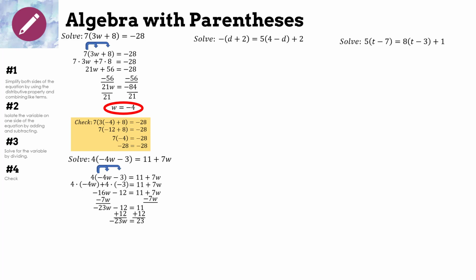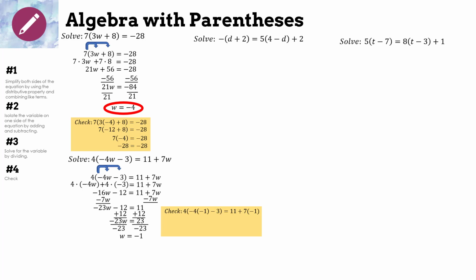Anytime we have a number next to a letter, that means to multiply. And the opposite of multiplying is dividing. Now we always divide by whatever is hooked to the letter, and in this case it's negative 23. So I'm going to divide by negative 23 on both sides of the equal sign, and we think w is negative 1, but we have to check.